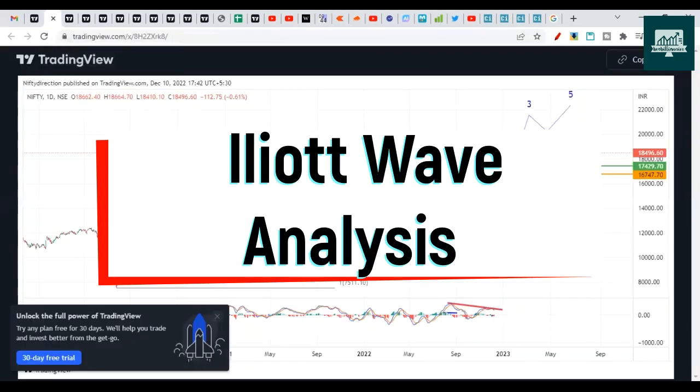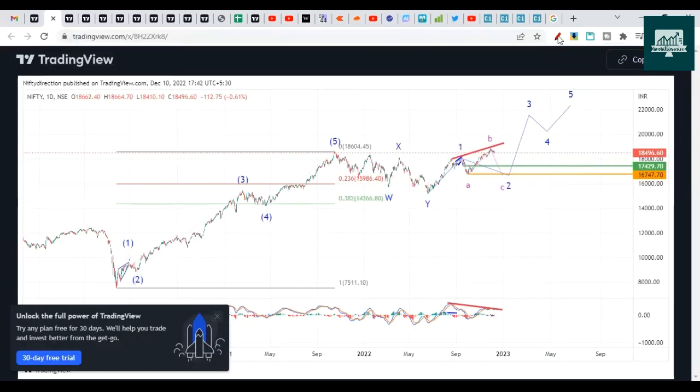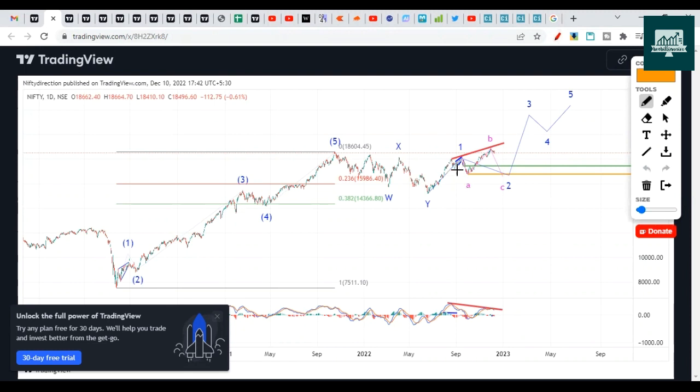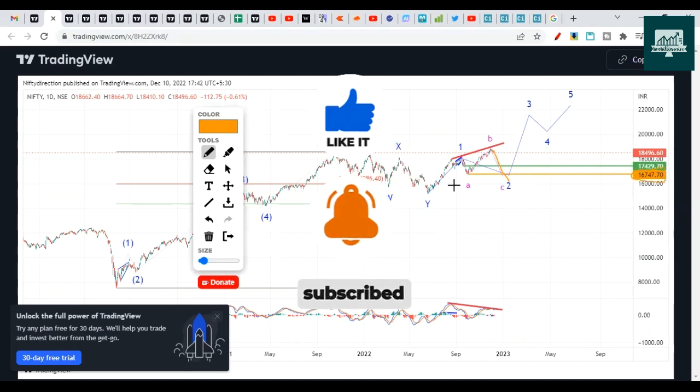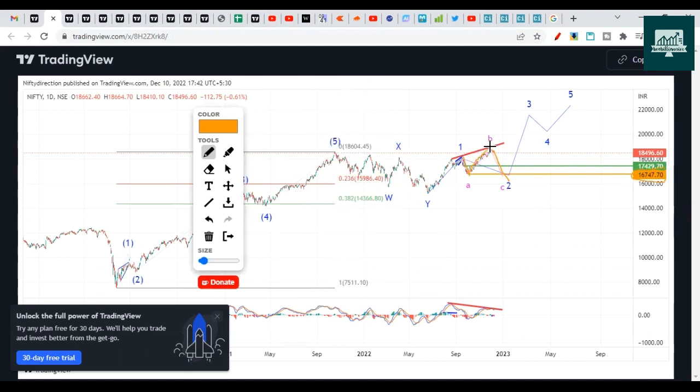So this is our main view of Elliott Wave, where we are expecting price to drop towards this particular support of 16,700, and we are expecting this to be an expanded flat correction, A, B and C. Here you can see the B wave has made one more high, but MACD did not make that new high. So here the divergence has formed.